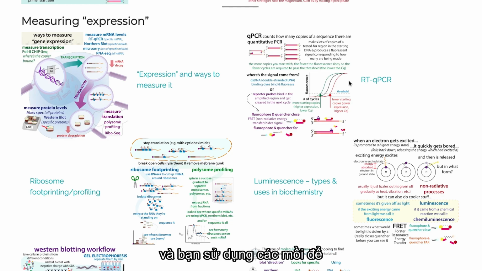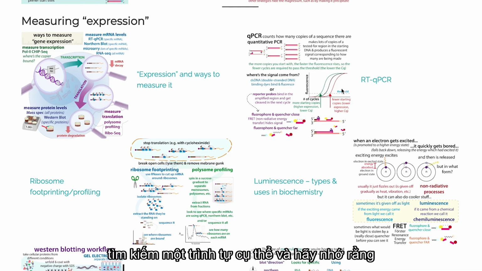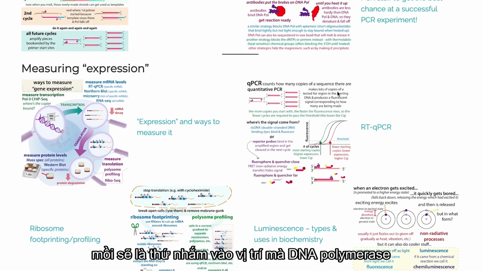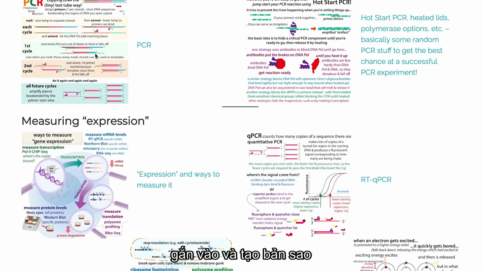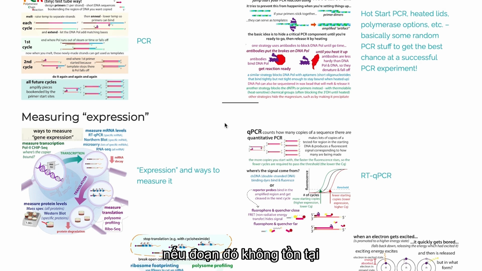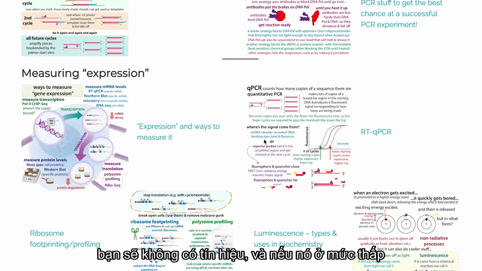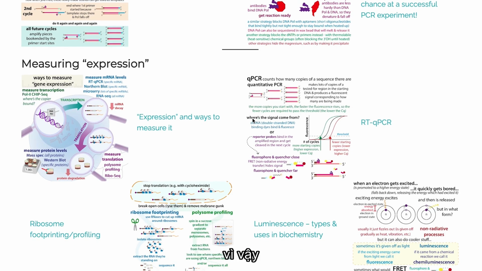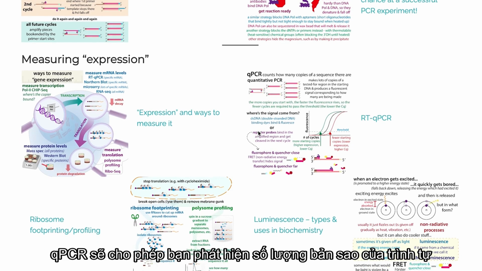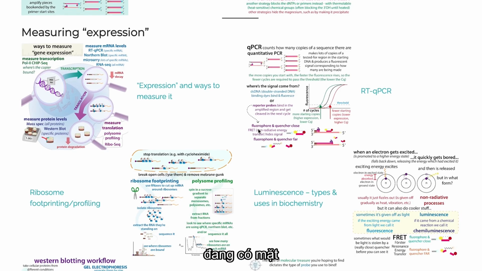And what you're doing is you're using primers that are looking for a specific sequence. And remember, the primers are going to be the things that target where DNA polymerase goes and makes copies. And so the primer has to bind to the thing that you're trying to make a copy of. And if that thing isn't present, you're not going to get a signal. And if it's present at low levels, you're going to get a low signal. And if it's present at high levels, you're going to get a high signal. And so qPCR is going to allow you to detect how many copies of the sequence are present.